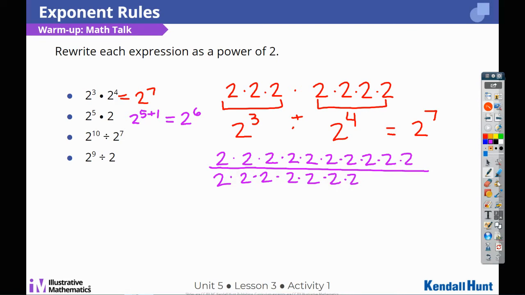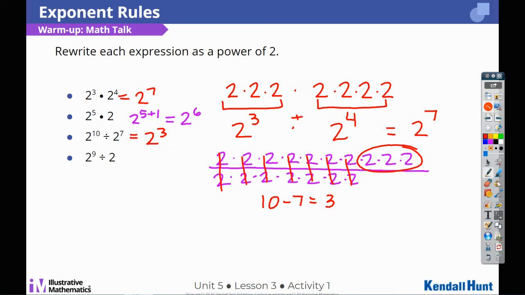And so instead of adding those exponents, I'm going to see how many I have left. So you can cancel them out because 2 divided by 2 is 1. So the ones that cancel each other out will just be 1. And I'm left with 3, which is the same as 10 minus 7. So this is going to give us 2 to the power of 3.